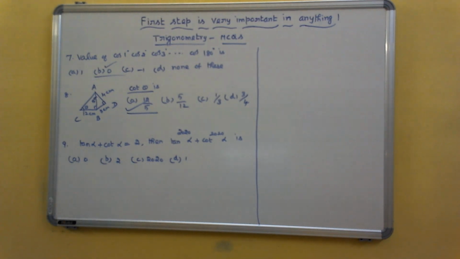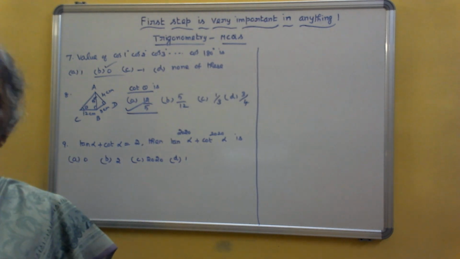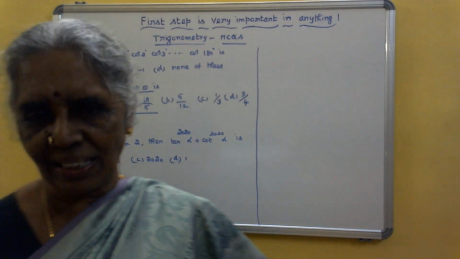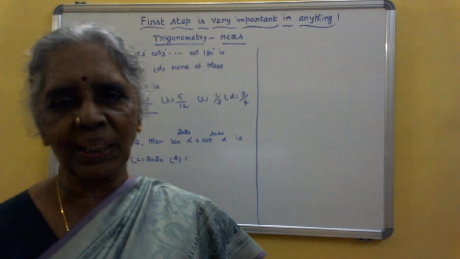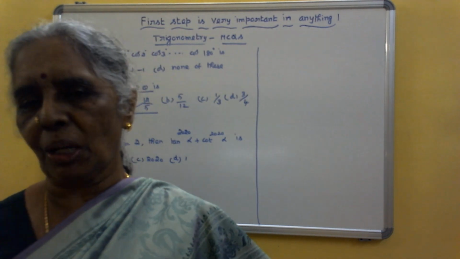Now let us move on to the 9th sum. Tan alpha plus cot alpha is equal to 2. Then tan power 2020 alpha plus cot power 2020 alpha is, four options are given. Okay. Now let us go. First let us solve what is alpha.